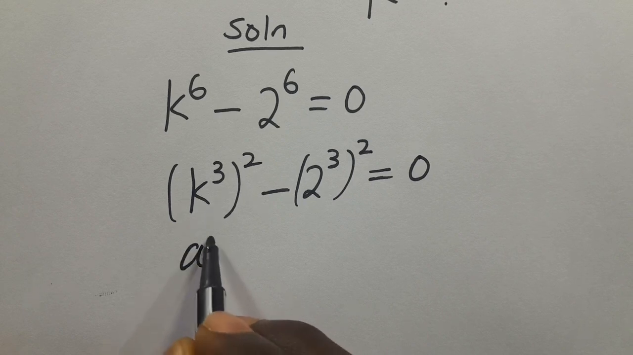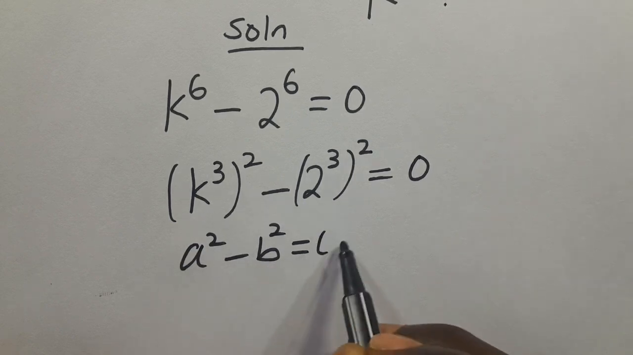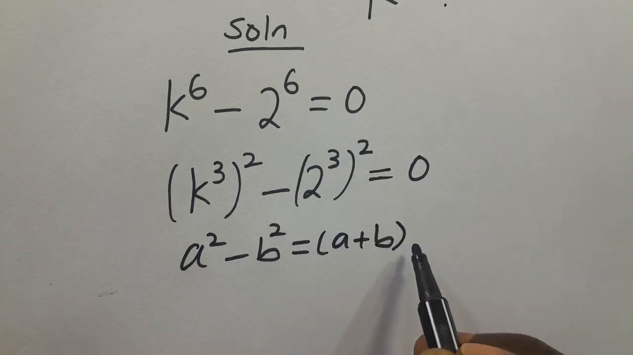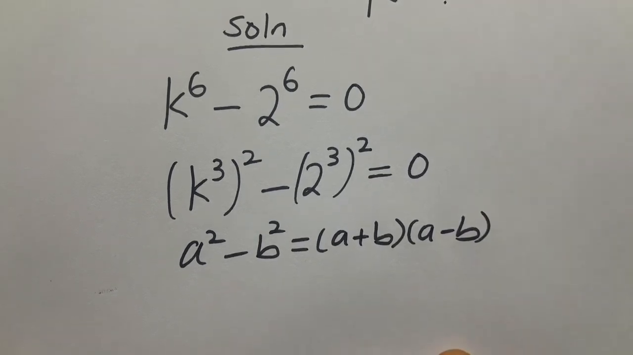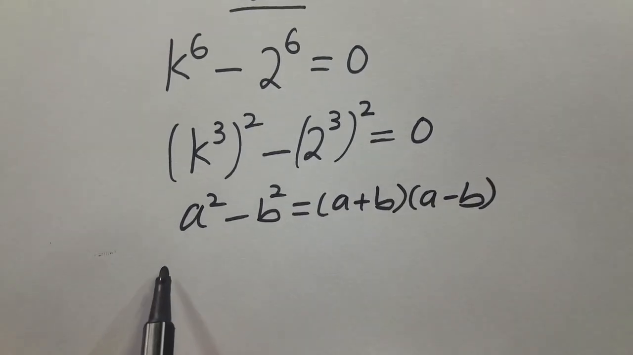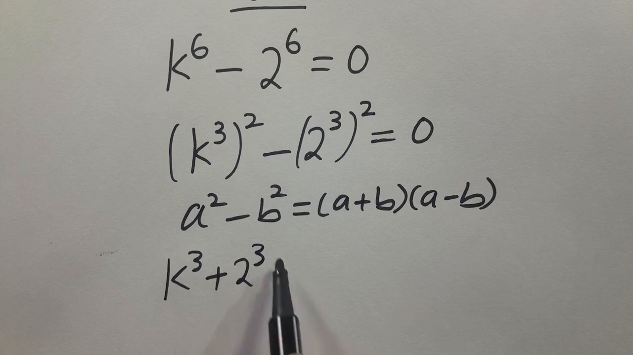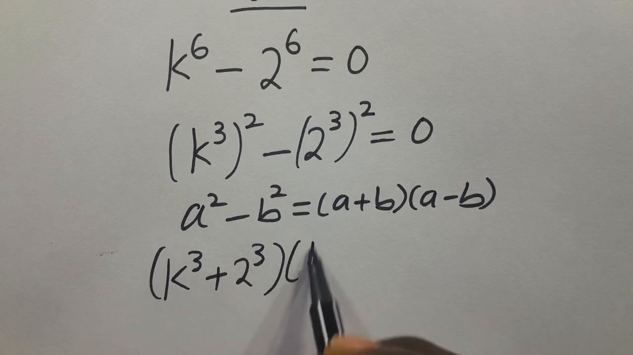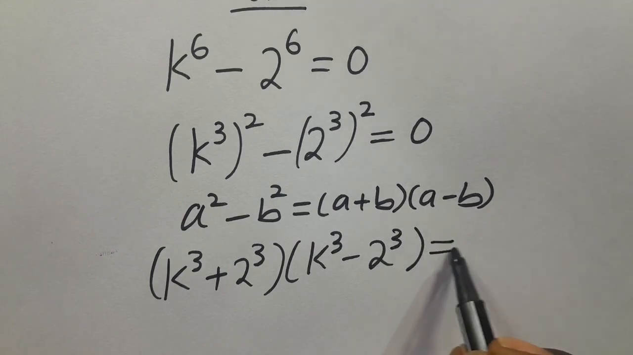When you have a square minus b square, it equals a plus b multiplied by a minus b. So when you apply this, we are going to have k to the power of 3 plus 2 to the power of 3 in parentheses, multiplied by k to the power of 3 minus 2 to the power of 3, then equals 0.